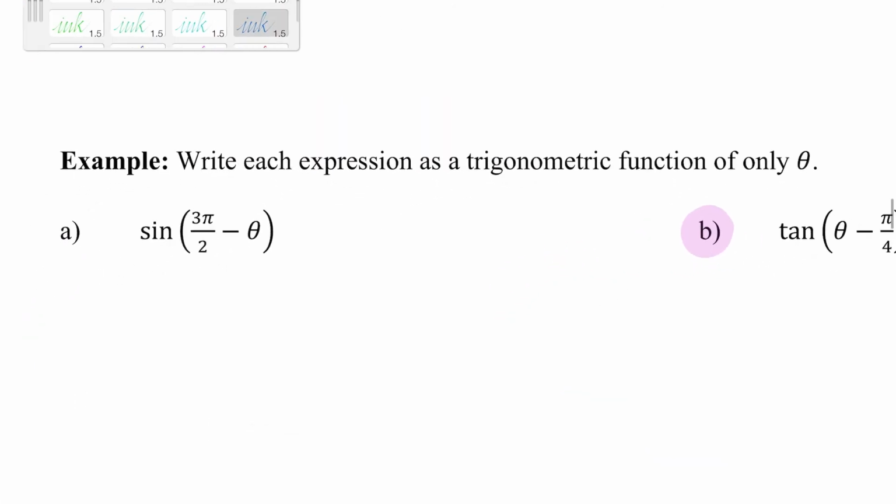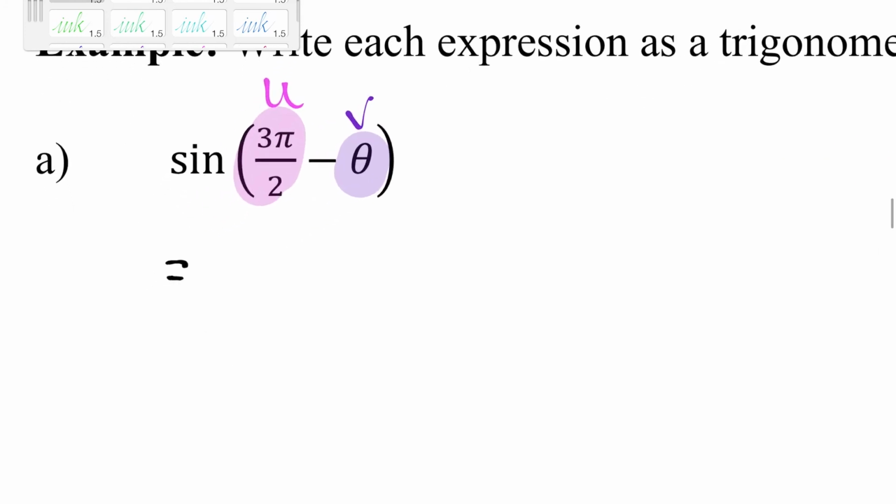The last one that I'm going to go over in this video, we are writing each expression as a trigonometric function of only theta. So noticing what's inside subtracting with theta is our 3 pi over 2, which is something that is on the unit circle and something that we know the sine of and the cosine of. So because this is one thing minus another inside of sine, I'm going to be using my difference formula for sine. And this is now going to represent my u, and theta will represent my v. And I'm just going to use that formula. Hopefully you already have it written down like I asked you to have earlier.